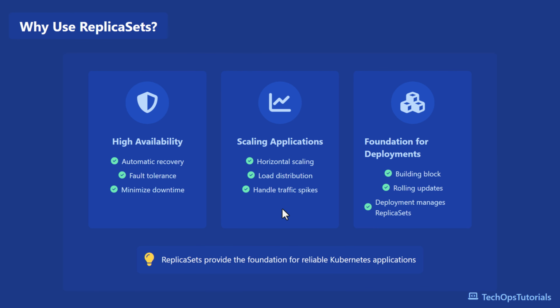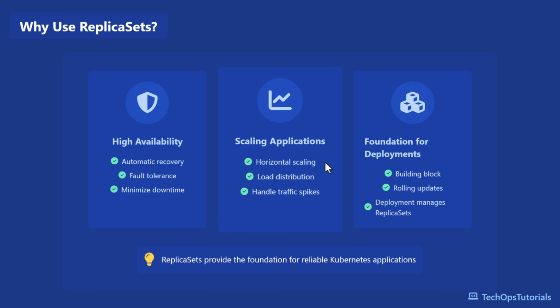Let's talk about why we should use ReplicaSet in Kubernetes. First, high availability. ReplicaSet ensures your application is always available. They automatically recover from failures, provide fault tolerance and minimize the downtime. So if something goes wrong, your application stays up and running.